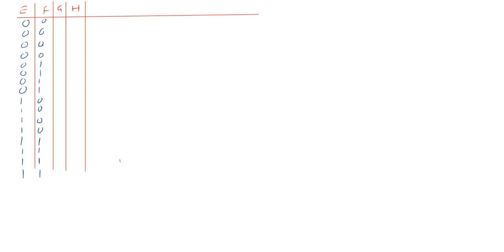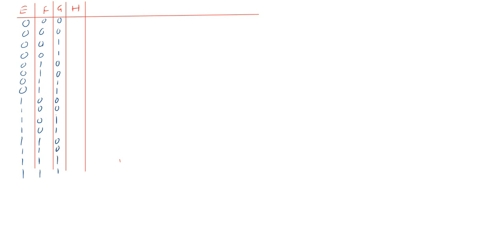Then when we go to G, we go reducing. So we go for 2 zeros, 2 ones. So we have 1, 2, 1, 2, 1, 2, and so on, then we have 1, 2, 1, 2.